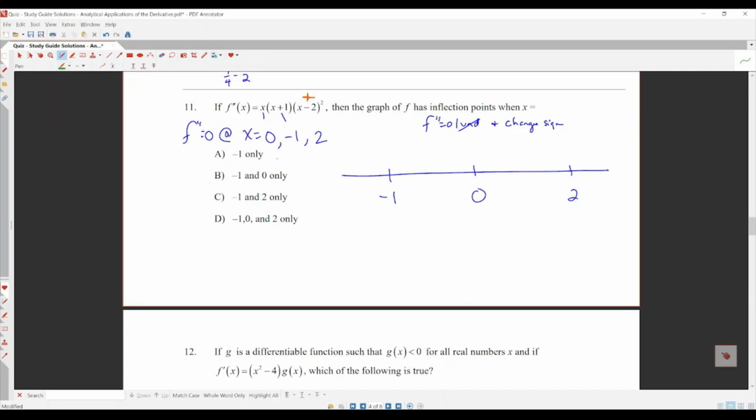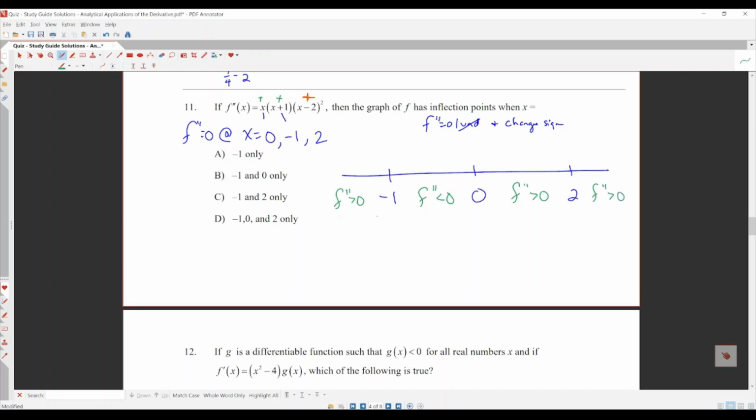So take a number less than -1, like -2. This becomes negative, this becomes negative, and the whole thing is positive. Take a number between -1 and 0, like -1/2. This would be negative, this would be positive, and so we come out with f double prime being less than 0. Should say double prime. Take a number like +1. We have positive here, so f double prime is positive. And if we plug in 3, we also get positive.